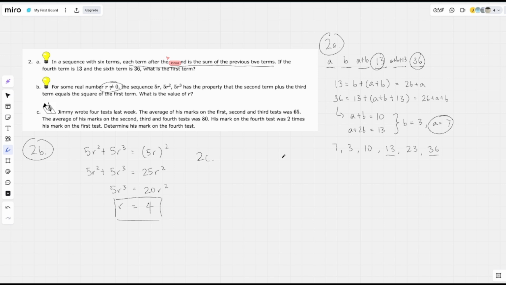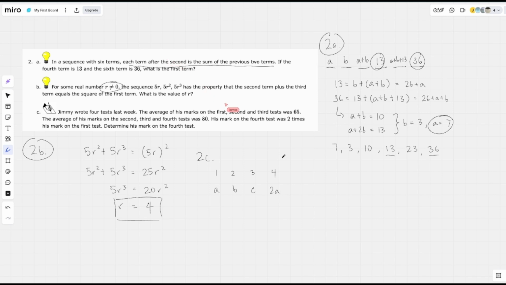The average of his marks on the first, second, third was 65, second, third, fourth was 80, and his mark on the fourth was 2 times his mark on the first. Okay, so let's let his marks on the first, second, and third be, so this is test 1, 2, 3, 4, and say he got a mark of a, b, c on the first 3. Then we also know that his mark on the fourth test was twice his mark on the first test. So this is 2a.